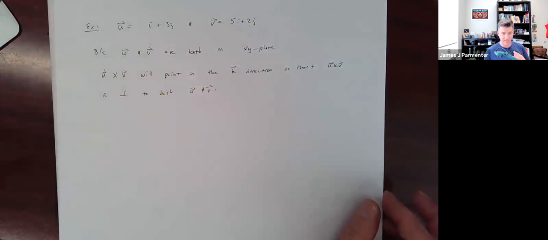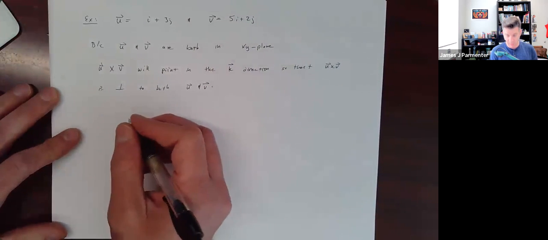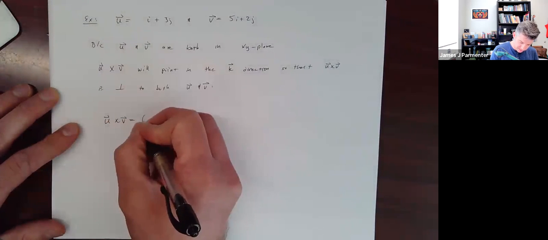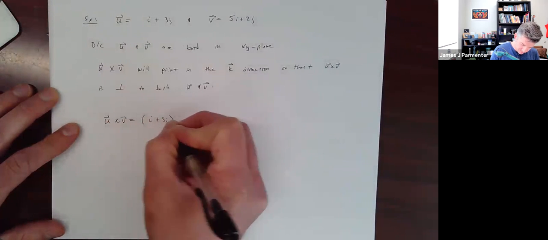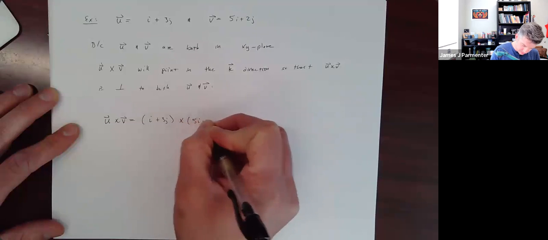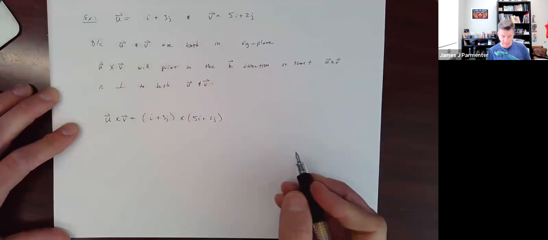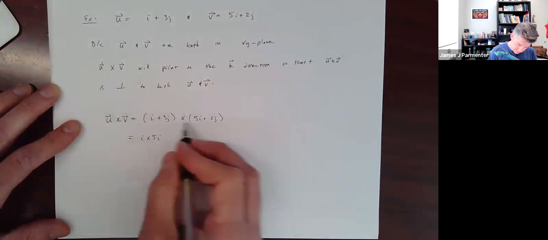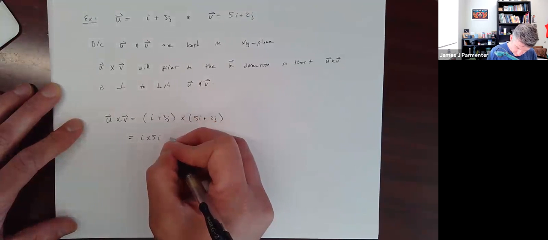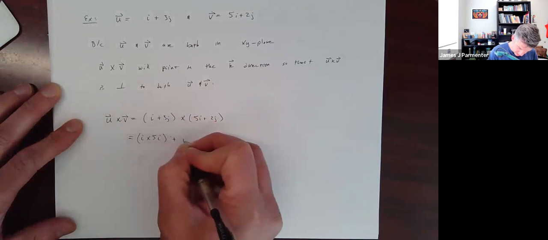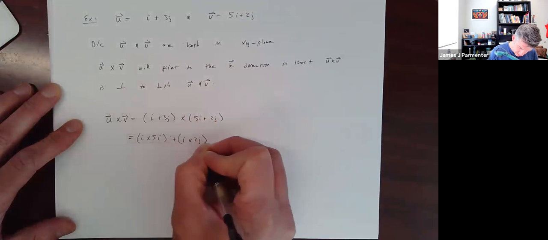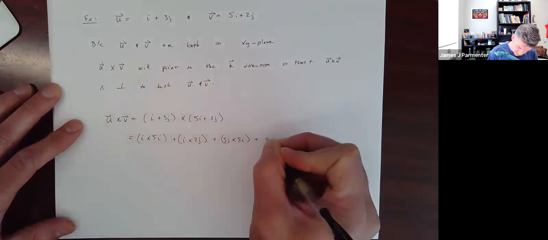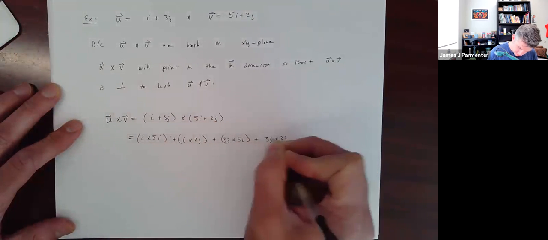So how do we calculate the cross product? Well, there's a couple ways of doing it. Here's kind of the most annoying way. u cross v, you can actually literally just FOIL it out. You can say, well, it's i plus 3j cross 5i plus 2j. And then you can literally cross each part together. So it's going to be i cross 5i plus i cross 2j plus 3j cross 5i plus 3j cross 2j.